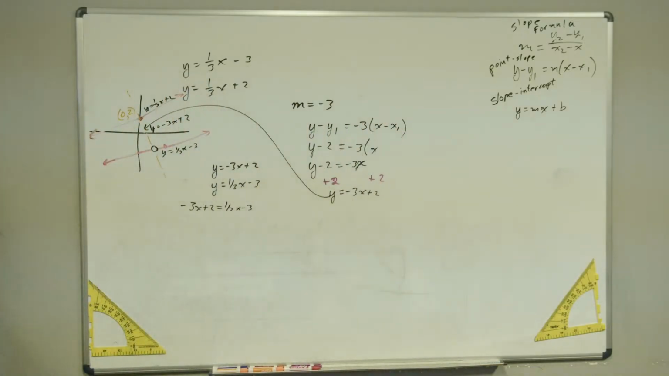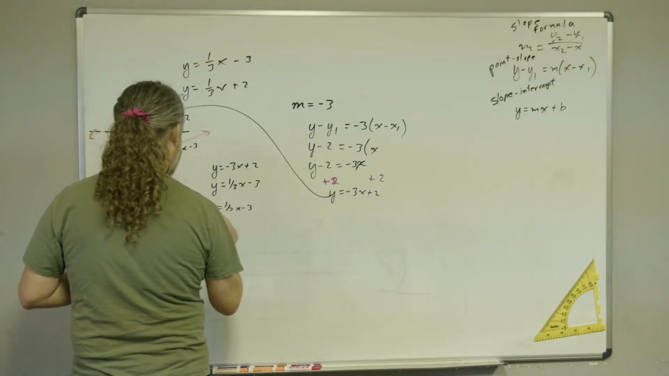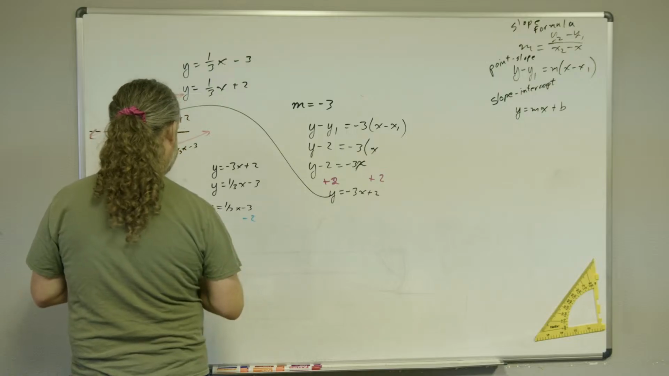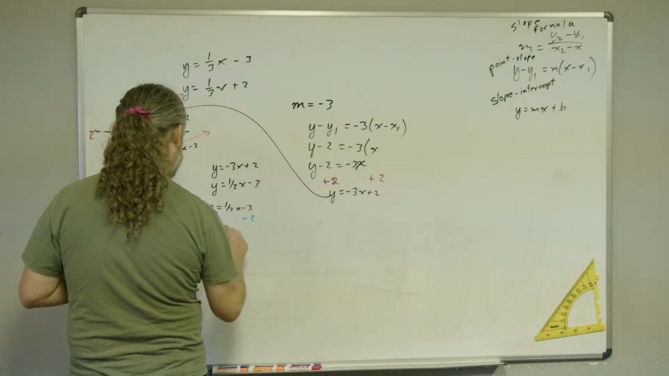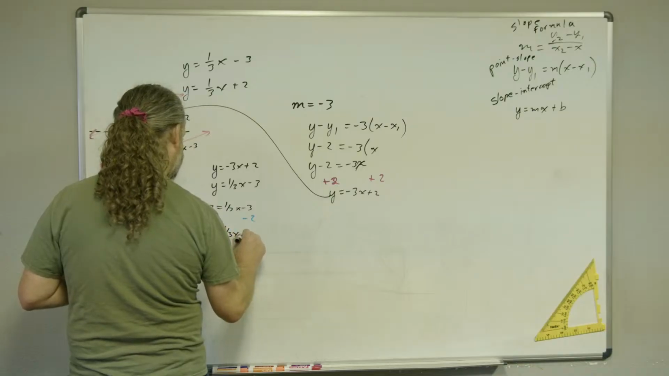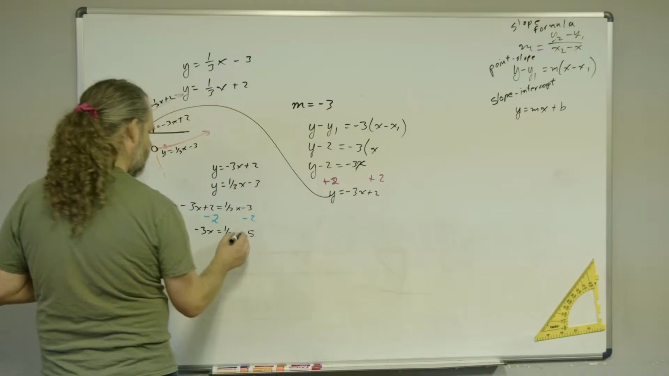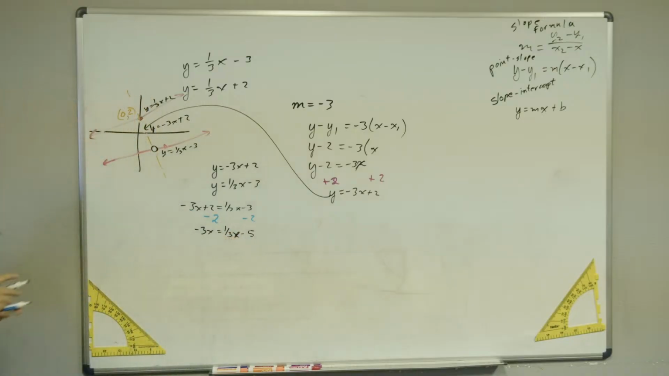Subtract what? Sure, that's fine. We could start by subtracting 2. So then we've got negative 3x equals 1/3 x minus 5. Then what? You wouldn't divide 3. Actually, you could multiply 3, get rid of the fraction if you multiplied 3 on everything. That would be a way to do it.